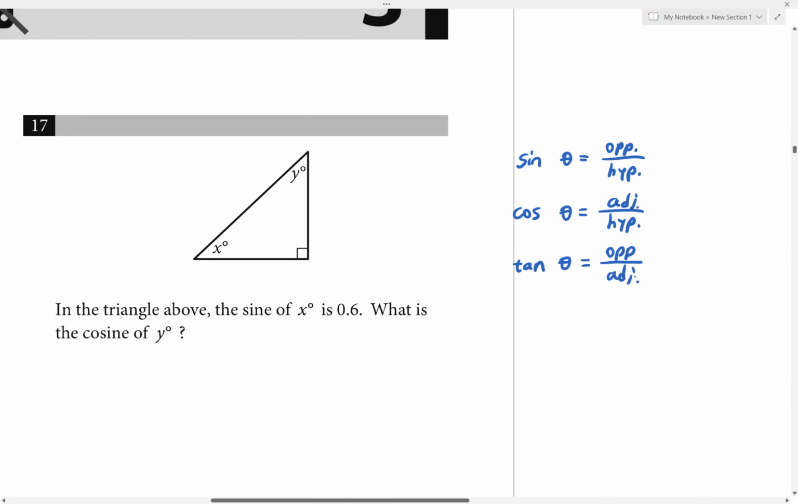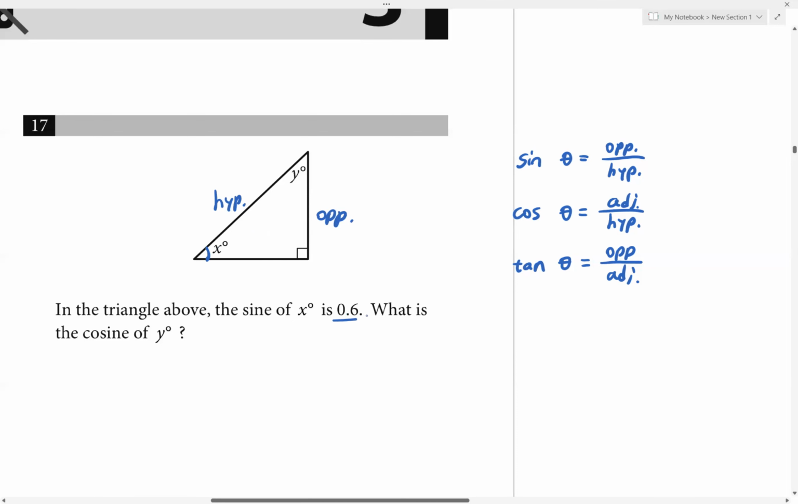That's the definition. So if we have the sine of angle x, we're looking at this angle, and it is 0.6. That means the opposite side from angle x, this side, divided by the hypotenuse, which is the longest side in the triangle, should be a ratio of 0.6.